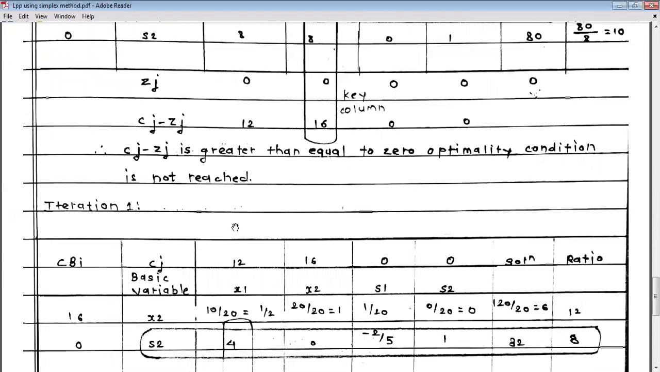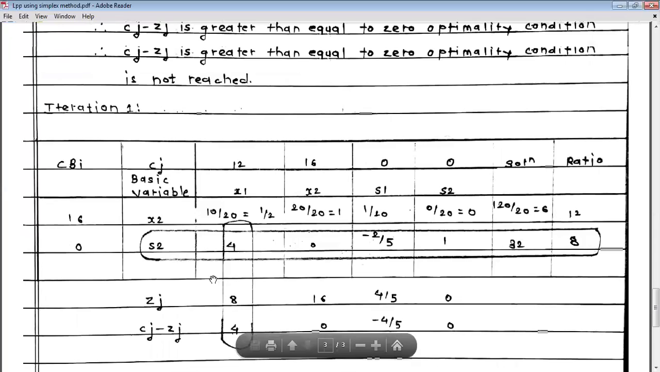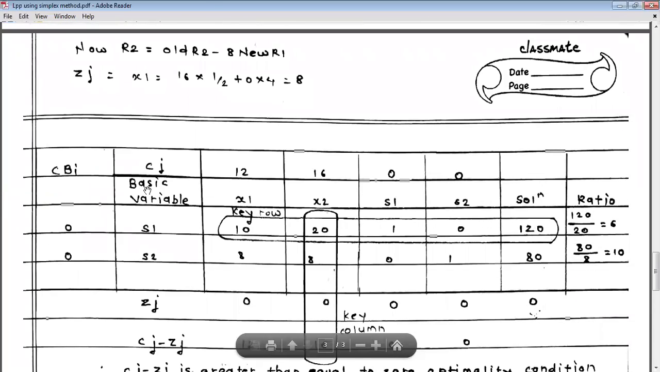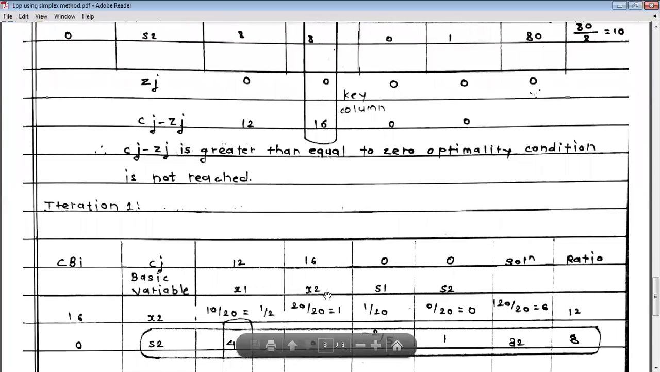Similarly, I've not calculated some steps here. So you can just remember this formula and do the calculation: old R2 minus 8 into new R1. If I show you for this, you can see here this is 8. So we can write here 8 minus 8 into the new R1 value. Now the new R1 value here is 1, so we have written it 1.